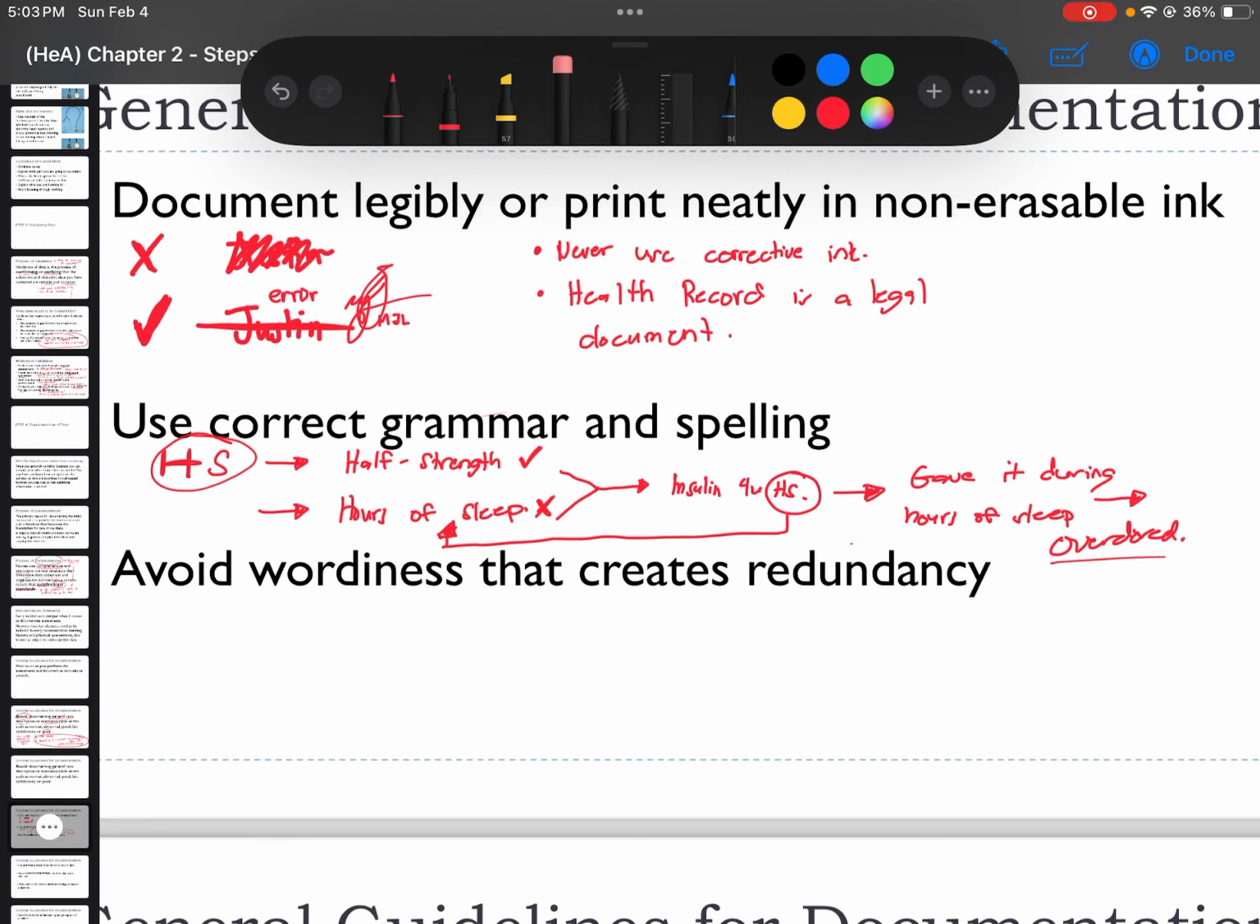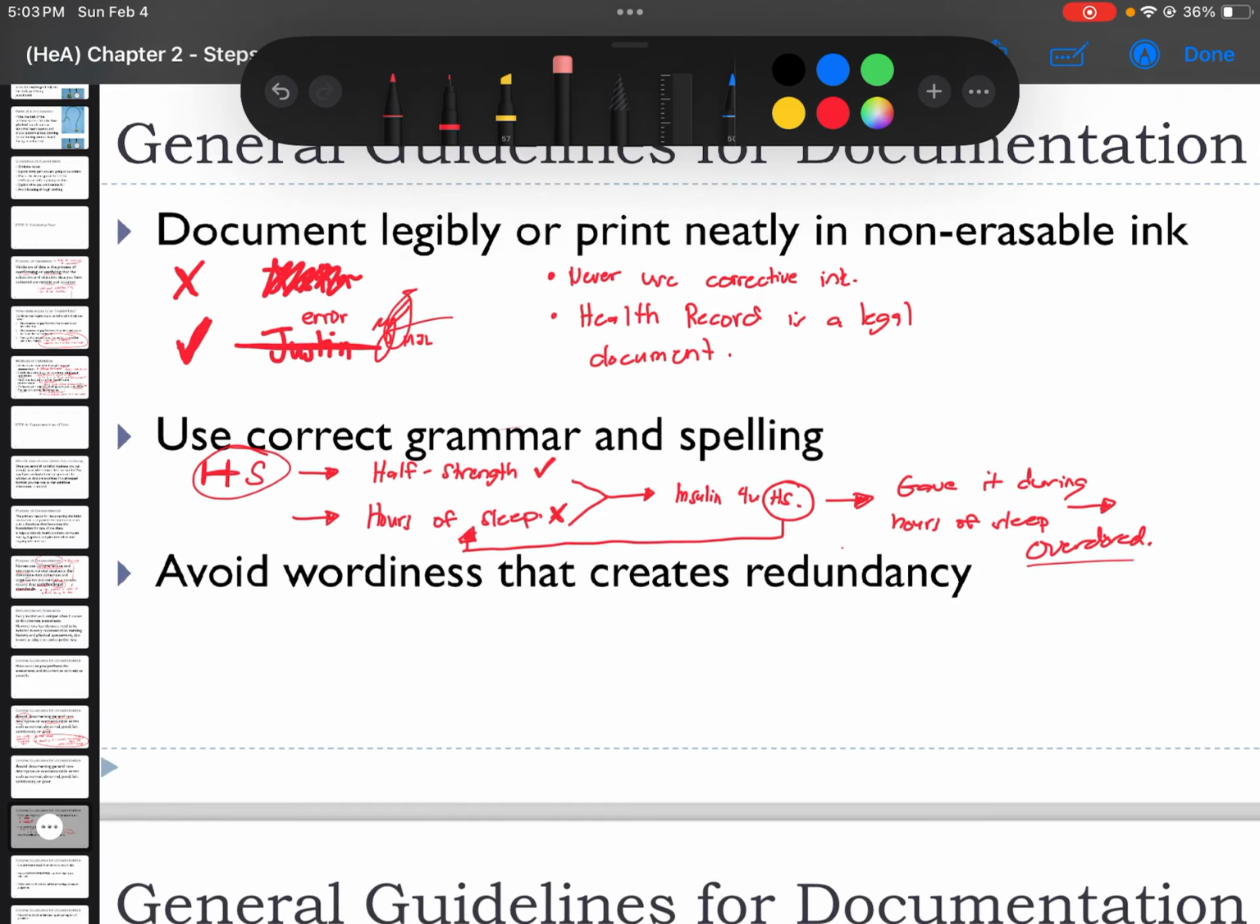Normally, when you apply to a new hospital, they will give you a booklet that tells you their common abbreviations that they use.